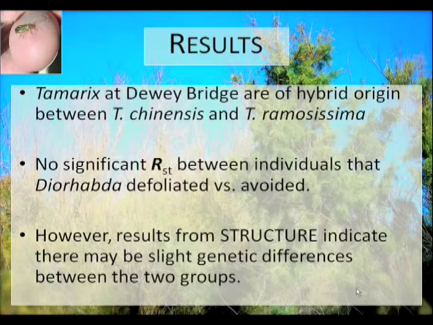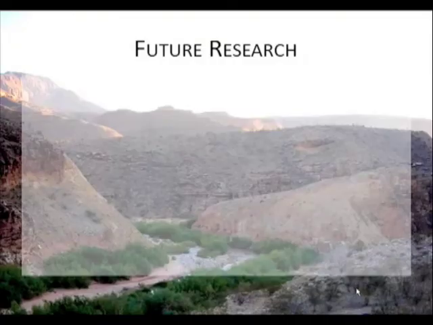And so really I think where this needs to go is we need to begin looking at phenotype associated with resistance, probably leaf phytochemistry. And I'll summarize that in a bit too. But first I'm going to talk about my future research here in the Virgin River.